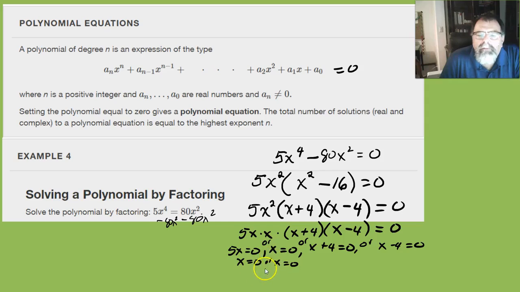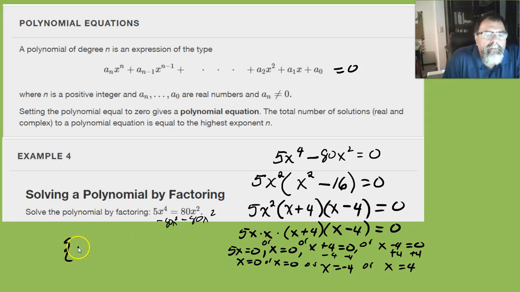Right, so that's what I was talking about, the repeated solution. And then we're going to subtract 4. x is negative 4. And then we're going to add 4. So x is 4. So we get our solutions.